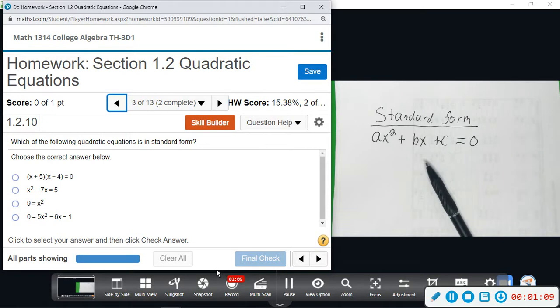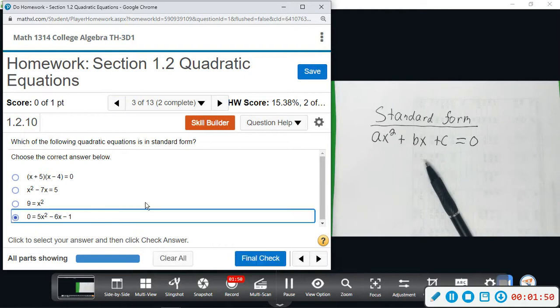Should be exactly. So this one is in factored form, so it's not A. B looks close, but you see how the equal sign is separating that constant C? Everything has to be on the left and 0 has to be on the other side. So that one is thrown out. It looks close, but it needs to be equal to 0. This one only has 9 equals x squared, so that doesn't even have all of our terms. And again, it has to be set equal to 0. And then option D, our last one, we have 0 equals 5x squared minus 6x minus 1. So this would be the option that's in standard form.